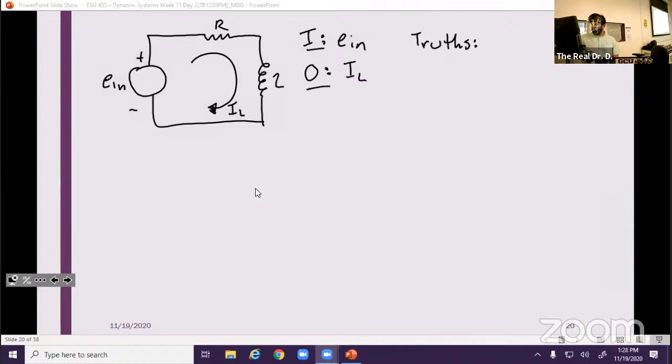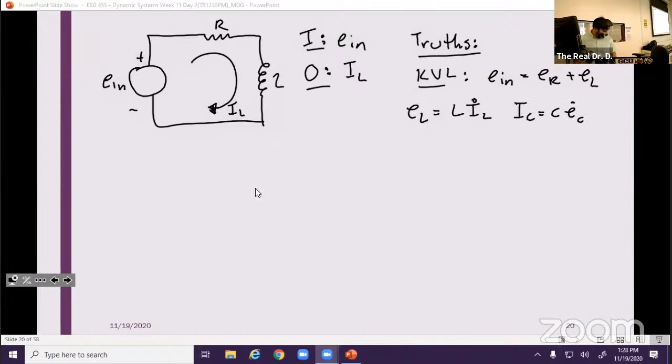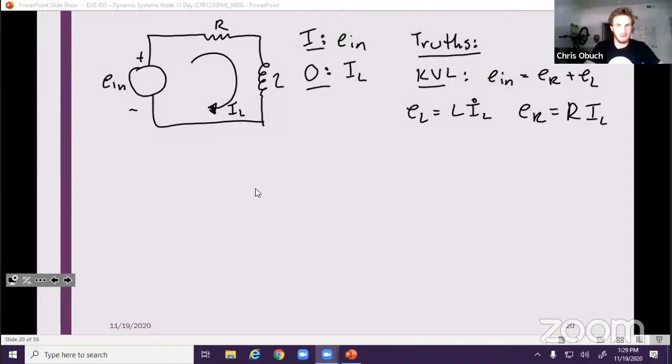The way that Chris did it is the standard way that we've been doing it. We define our KVL. We've got E in is equal to E_R plus E_L. We've got E_L is equal to L I dot L. I_C is equal to C E dot C. And well, I don't know why I would put that there. Sorry. Dr. D's brain is not working. There we go. Got it.